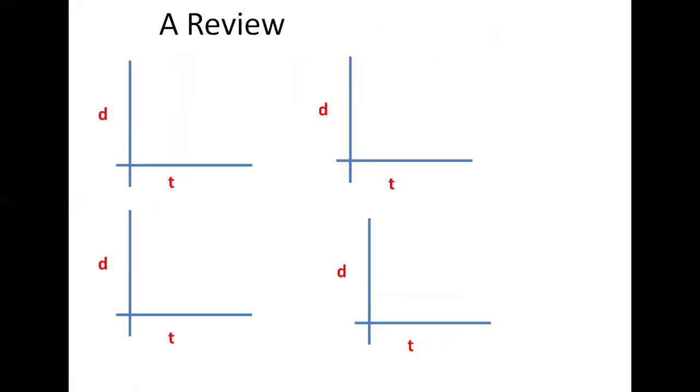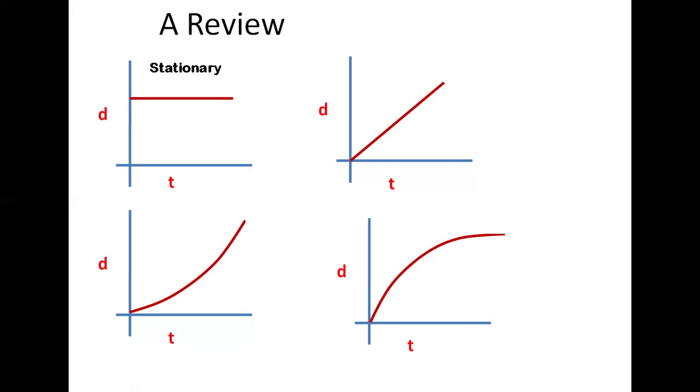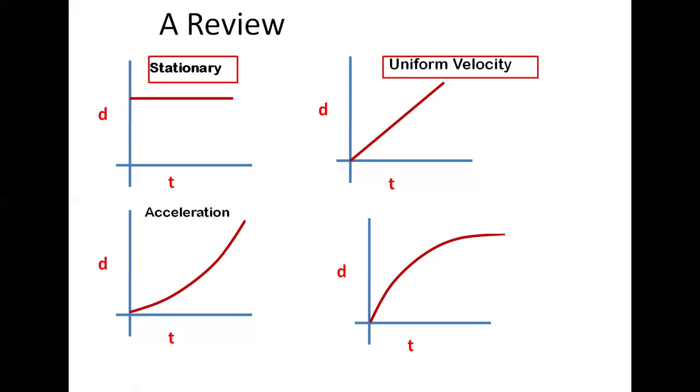So first we have a review of distance time graph. There are 4 situations shown. Body not moving, body moving at constant speed, body accelerating because gradient is changing, and gradient is decreasing. First one is stationary, uniform velocity because the gradient is constant, it's a straight line. Acceleration because gradient is increasing, it means body is accelerating, and gradient is decreasing means body is decelerating.